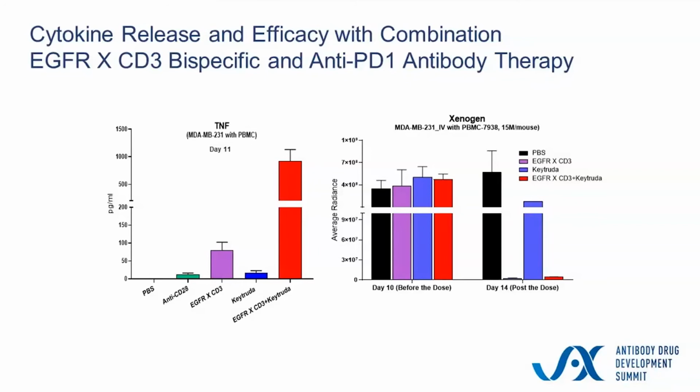On the right is the xenogen imaging. So day 10 is before dosing. You can see your PBS, your EGFR BITE, your Keytruda, and your combination are all about the same level. Day 14, which is post-treatment, single dose, you can see that essentially the EGFR CD3 by itself or in combination with Keytruda pretty much eliminated a large part of the tumor burden, and then it's probably about a 95% or higher loss of tumor cells in these mice.